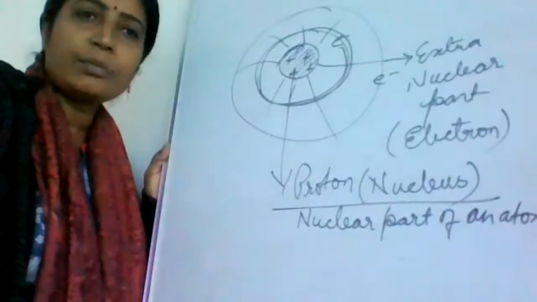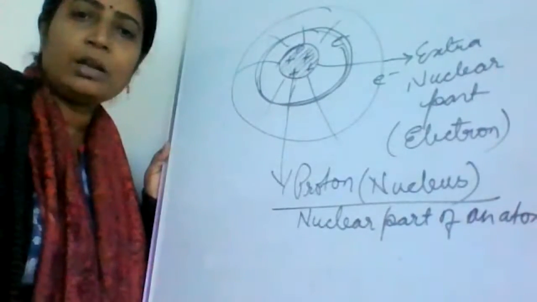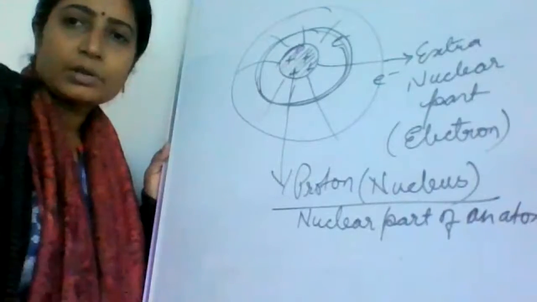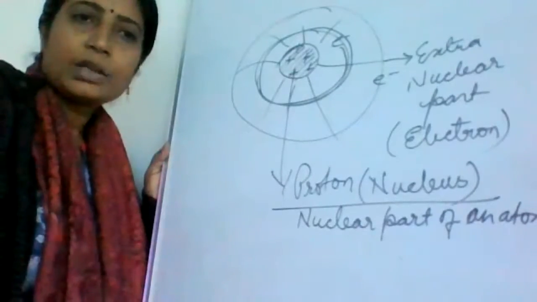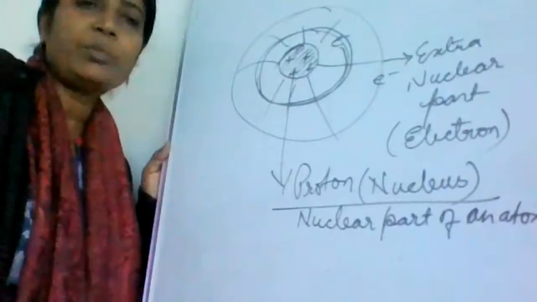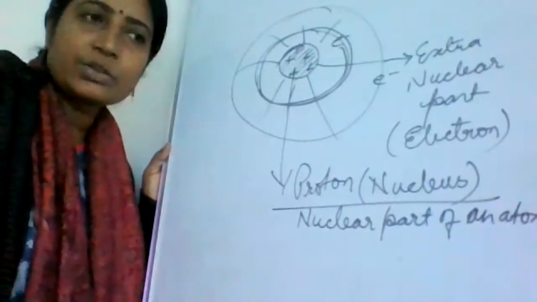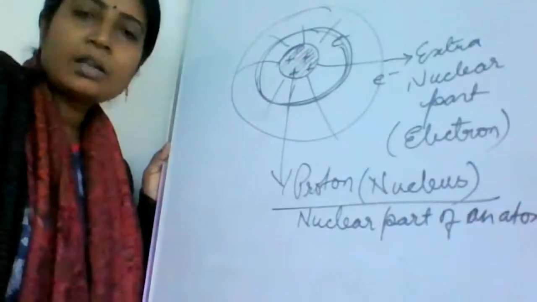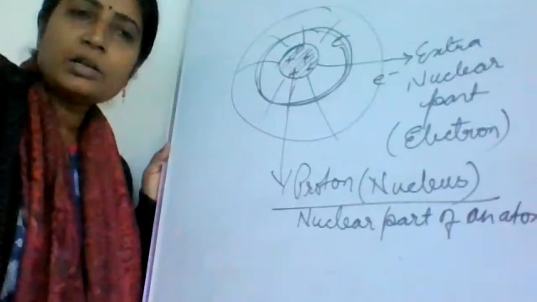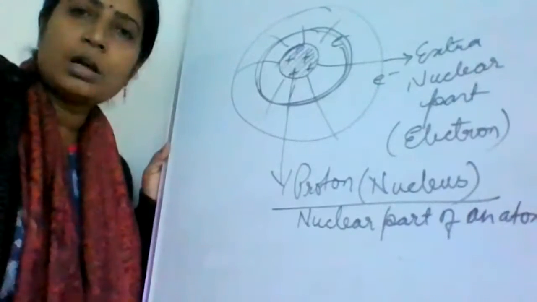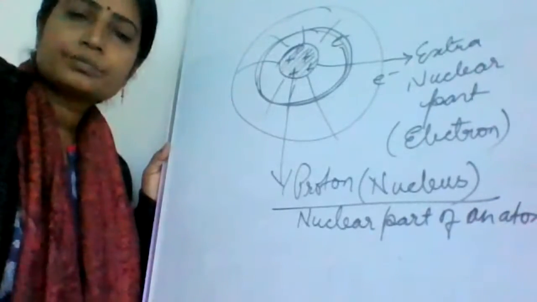According to the Rutherford model of an atom, an electron is continuously revolving. It is not stationary. What was the second point? Electrons are not stationary. Where are they present? They are present in the orbit, and they are continuously moving around the nucleus.